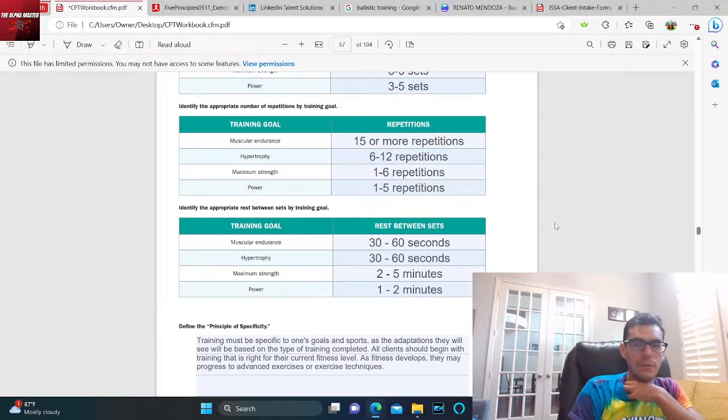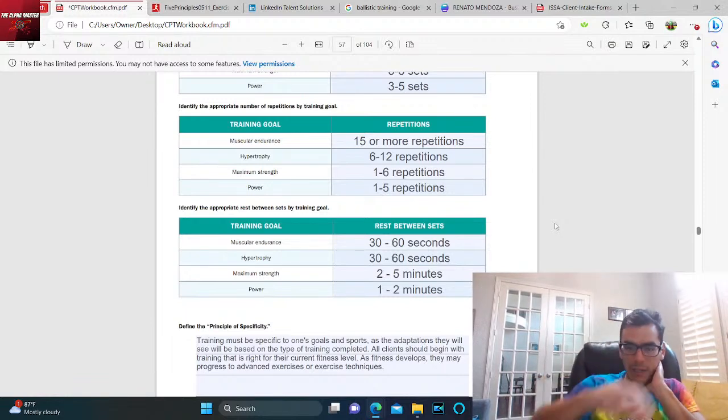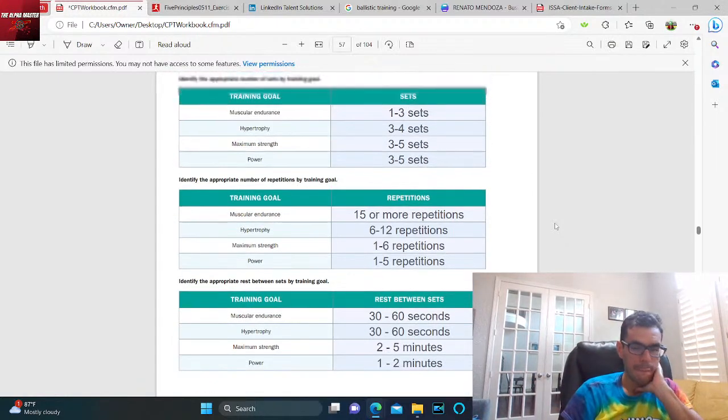For endurance and hypertrophy, the appropriate rest is going to be from 30 to 60 seconds for muscular endurance and hypertrophy. For maximum strength, you have from 2 to 5 minutes of rest, and for power, you have 1 to 2 minutes.